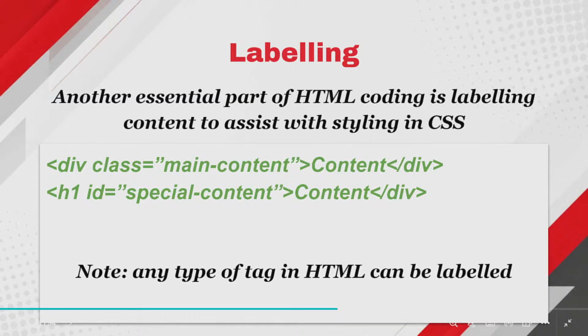We also have a labeling called IDs. This is only able to be used once. And so if you have a unique piece of content that you want to be able to style specifically separate from everything else, you will use an ID. This one is called special content. You can only use that once. And so generally you're going to be using the class. ID is just for very, very specific, very niche cases within your site. And so that is how you label.